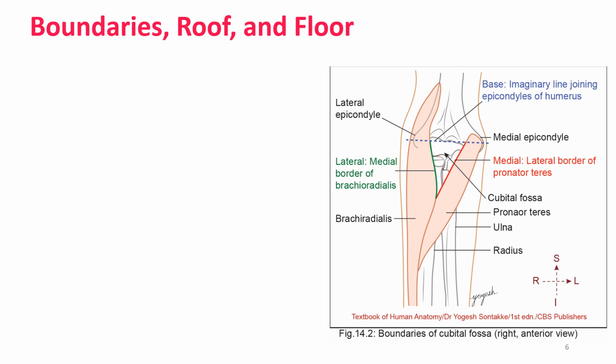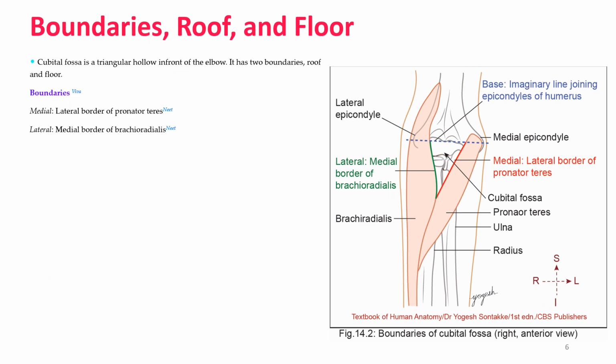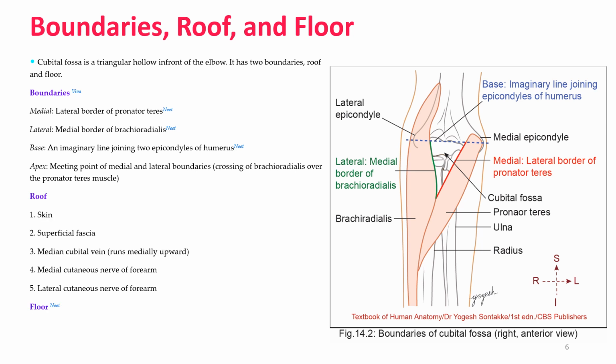Let us discuss the boundaries, roof and floor of the cubital fossa. It is a triangular hollow space situated in front of the elbow. It has a roof and a floor. Boundaries: medially, the cubital fossa is bounded by the lateral border of pronator teres, and laterally by the medial border of brachioradialis muscle.